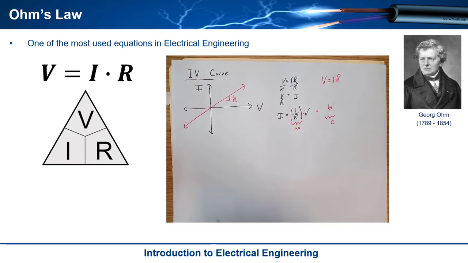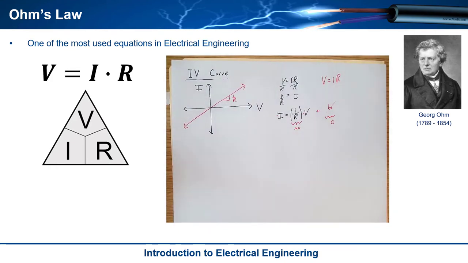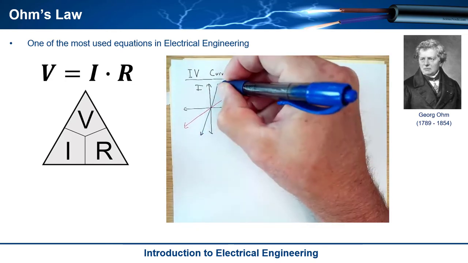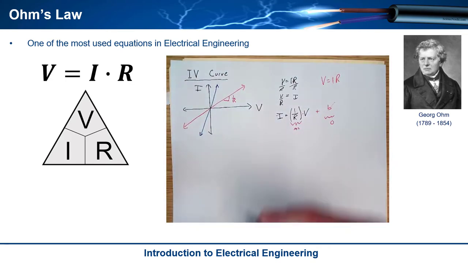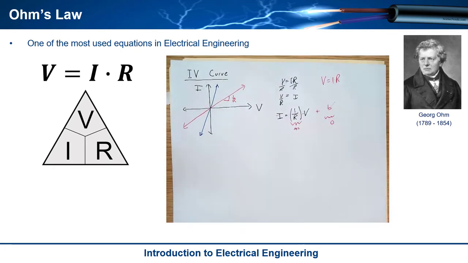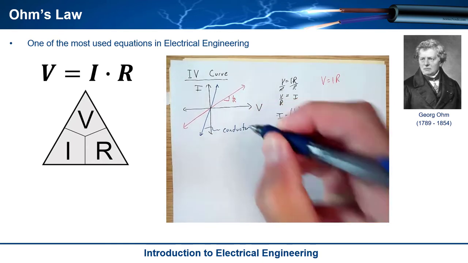Okay, so now if that was just a normal resistor IV curve, what do you think something like this would be? What if you had something like that? Well, what would happen is you put a tiny bit of voltage and the current goes through the roof. And so this would be a really good conductor. That's what the IV curve would look like.